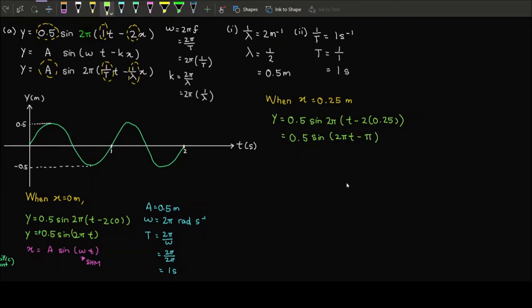Okay, so 2 times 0.25 becomes 0.5. 0.5 times the 2 pi outside the bracket will just be pi. So you bring down the negative sign. So this is your equation: 0.5 sine 2 pi t minus pi. Well, if you compare again, it also looks similar to your SHM equation, except that this time there's phi, and your phi is negative pi. You have a phase constant here.